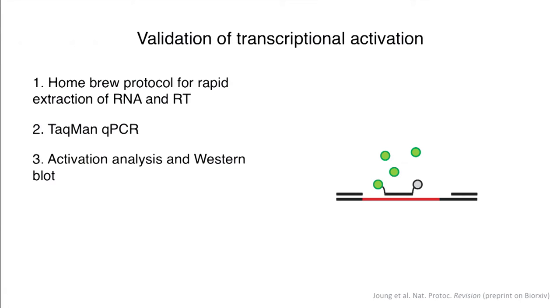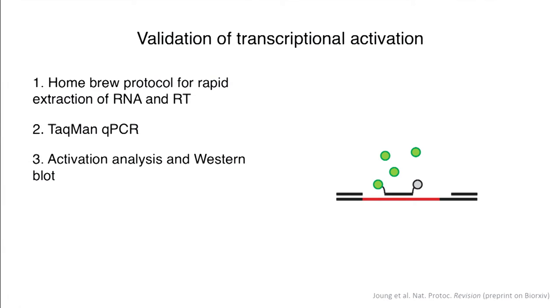For validation of transcriptional activation, it's very similar, except you want to isolate the RNA and then do a qPCR to verify that there was gene upregulation. Or, for transcriptional knockdown, you want to do a qPCR to verify the knockdown.